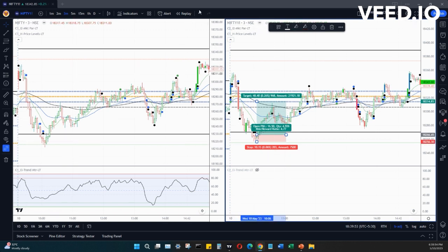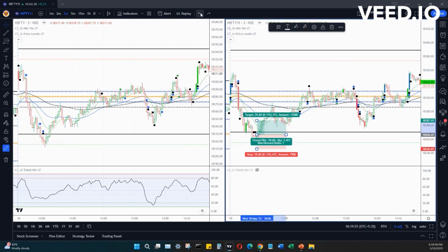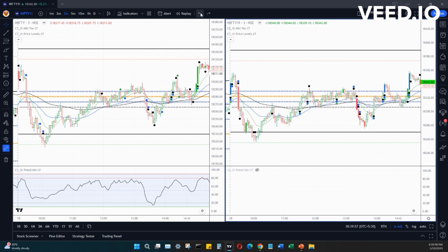So let me remove this particular risk to reward. Okay, so that was our first trade for the day, and just look at this. The trend meter hasn't. Just give me a second here.